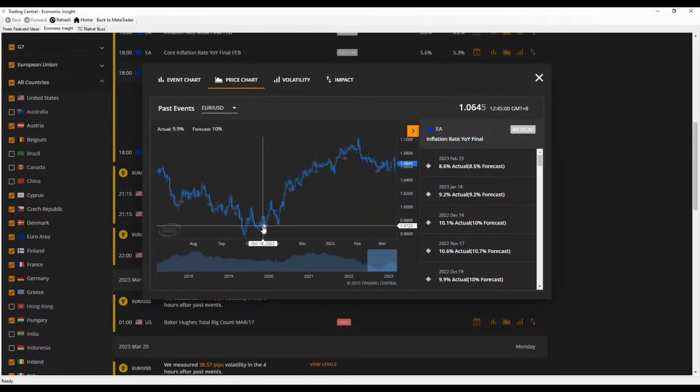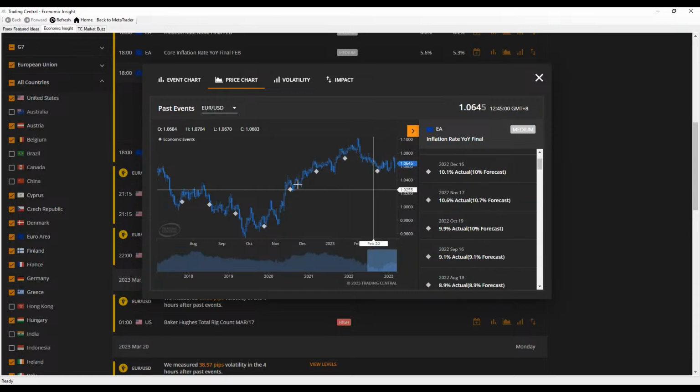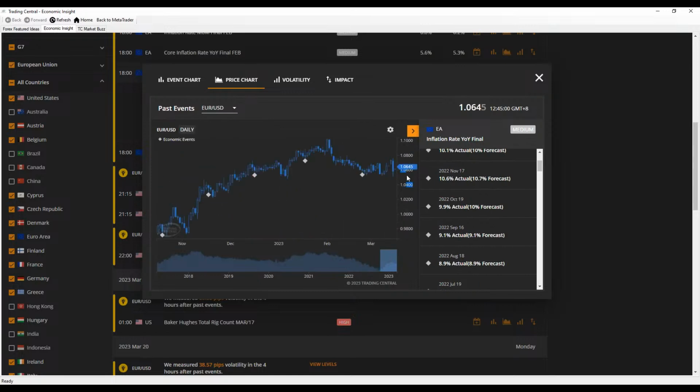After this release, if you hover your cursor over, you'll be able to see that the actual is lower than the forecast. Then how did the price react? You could just hover over any of these events, and you'll be able to see how the price reacted after the release of the event. So a direct illustration of the impact of the economic event on prices.